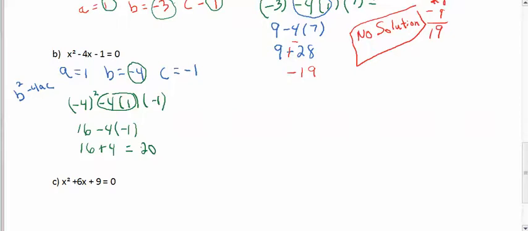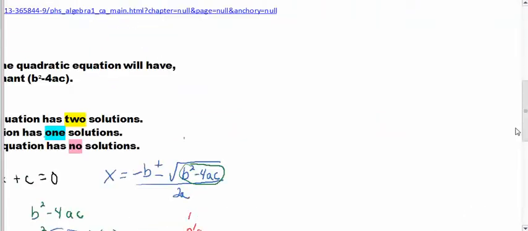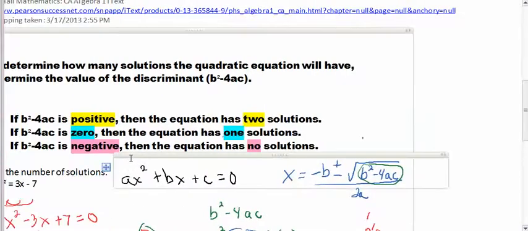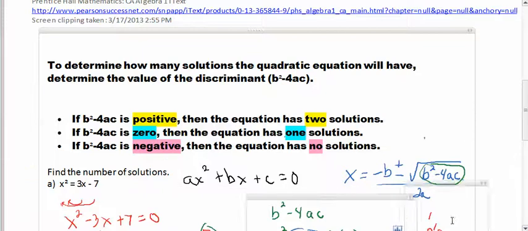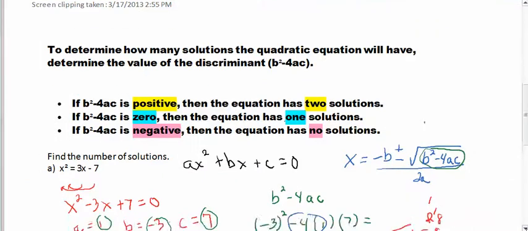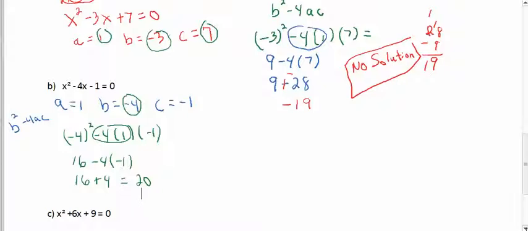Then I go back up to my notes. I scooted over too far. If it's a positive answer, in the yellow, it's 2 solutions. So this one is +20, so this becomes 2 solutions. That's how many solutions I will find.